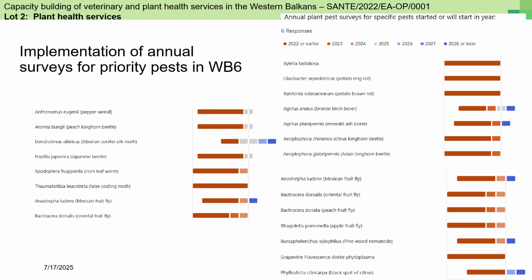Among the plant quarantine pests are some priority pests of the European Union affecting forests and parks, like pinewood nematode, emerald ash borer, and Siberian conifer silk moth. Also, some citrus pests are not yet addressed in some countries, like black spot of citrus and some fruit flies. In countries where they do not grow citrus plants at all, they may justify that Phyllosticta citricarpa will not be actively surveyed, but it will be justified as an exclusion.